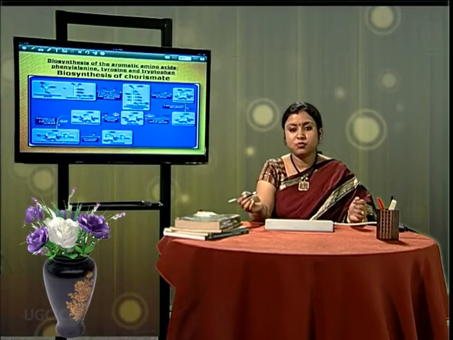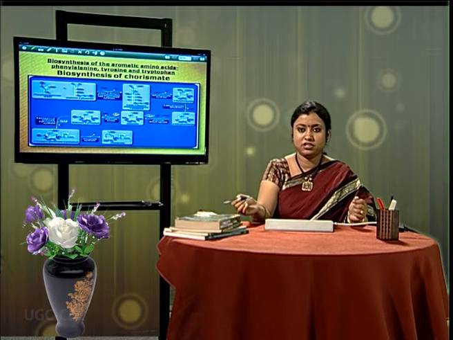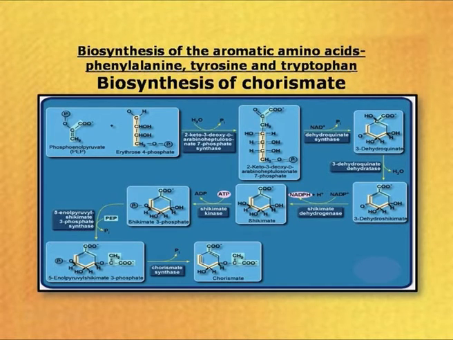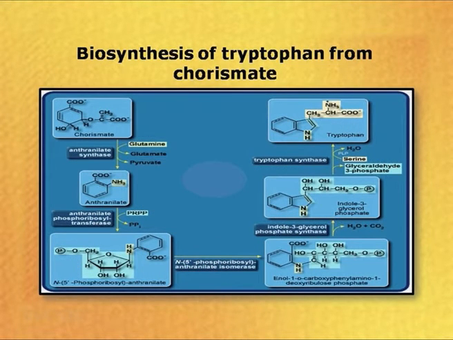Let us discuss the biosynthesis of another three important aromatic amino acids, which are phenylalanine, tyrosine and tryptophan. All these amino acids are synthesized from a common compound called chorismate. Now in this particular slide, we can see the biosynthesis of chorismate starting from phosphoenol pyruvate and erythrose 4-phosphate. From chorismate, three amino acids are produced, which are tryptophan, tyrosine and phenylalanine.